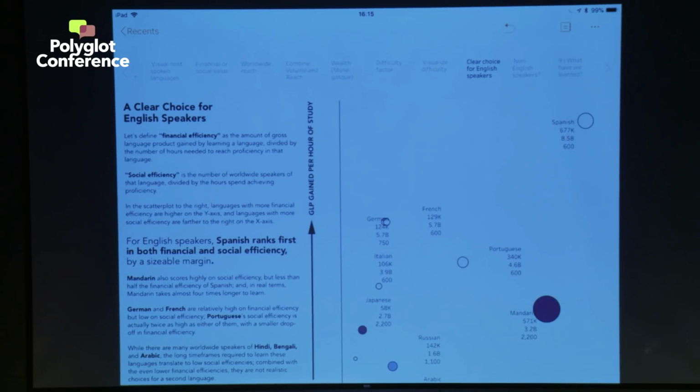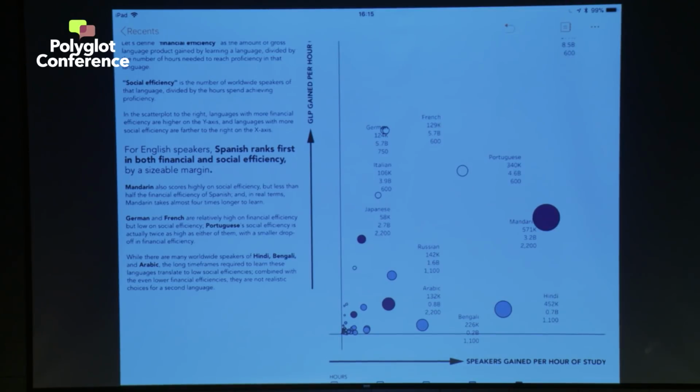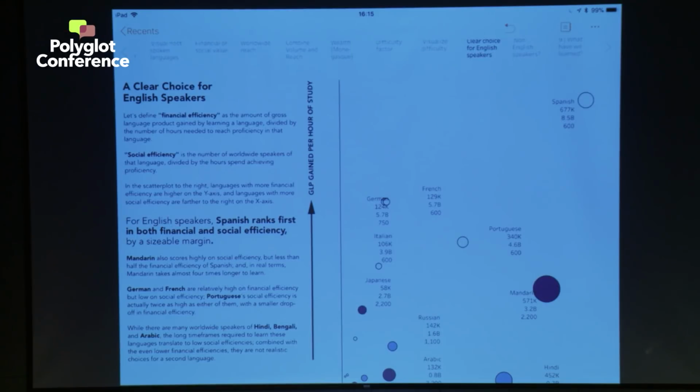We come right back to this graph again, but you combine it with the speakers gained per hour of study versus the gross language product, which is essentially an altered version of the GDP combined with the language. And now, Spanish starts to jump out. And this is kind of in coordination. This is why the wisdom of the crowd starts to come out.